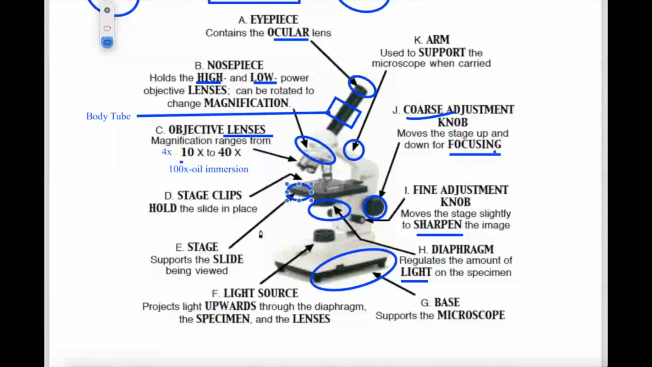This is the stage, and this is for placing the slide on it, and the slide can be held on it with the help of these clips. So these clips are called the stage clips, which hold the slide.